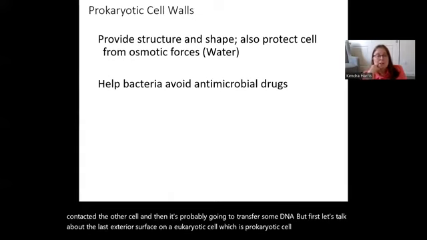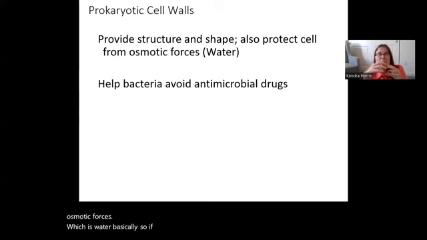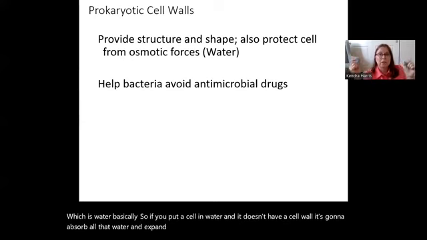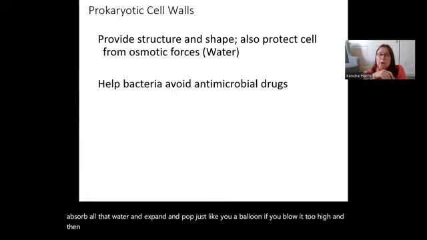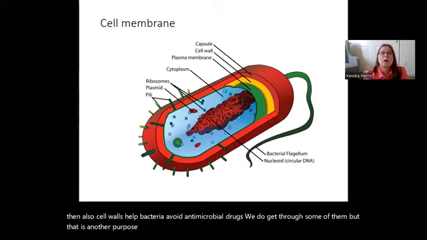Now, a cell wall does the obvious things. It provides structure and shape, and it also protects the cell from osmotic forces, which is water, basically. So if you put a cell in water and it doesn't have a cell wall, it's going to absorb all that water and expand and pop, just like a balloon if you blow it too high. And cell walls also help bacteria avoid antimicrobial drugs. We do get through some of them, but that is another purpose of the prokaryotic cell wall.